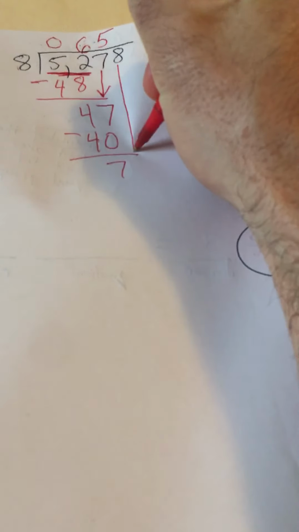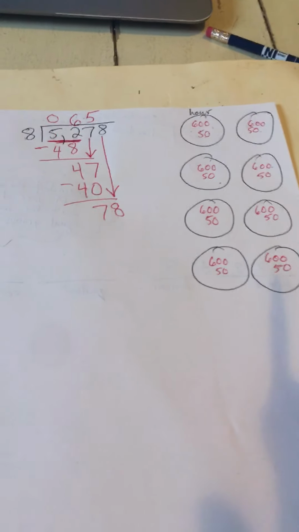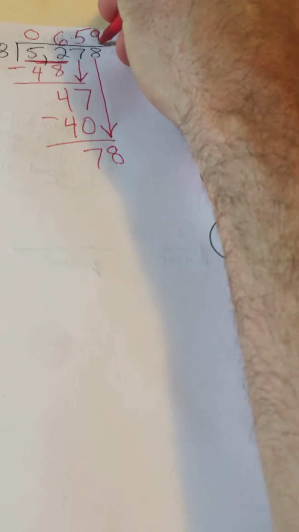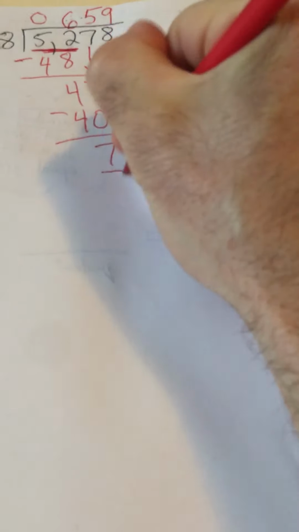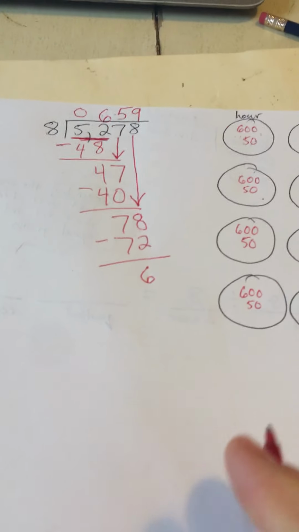Okay, so we still have 7 10s, so now we're going to include the 1s, and we're going to say we have 78 1s. If I had 78 1s and I was going to split them into 8 equal groups, what number times 8 gets you closest to 78 without going over, because all we have are 78? It's 9. 9 times 8 is 72, and we subtract. We still have 6 left.